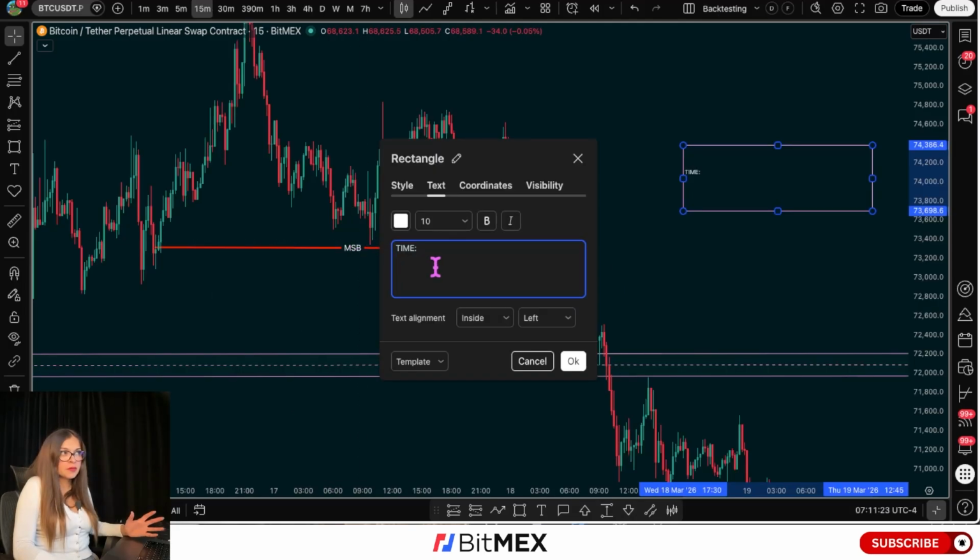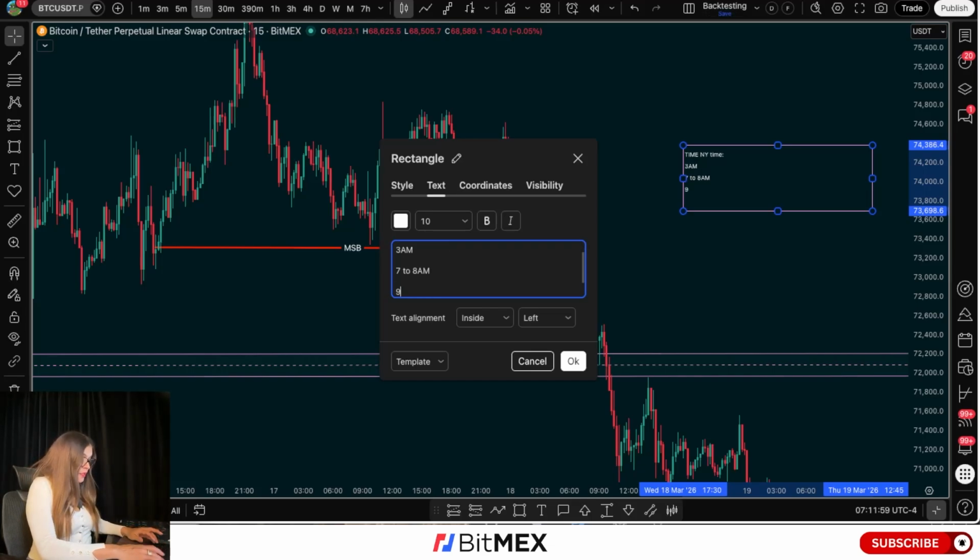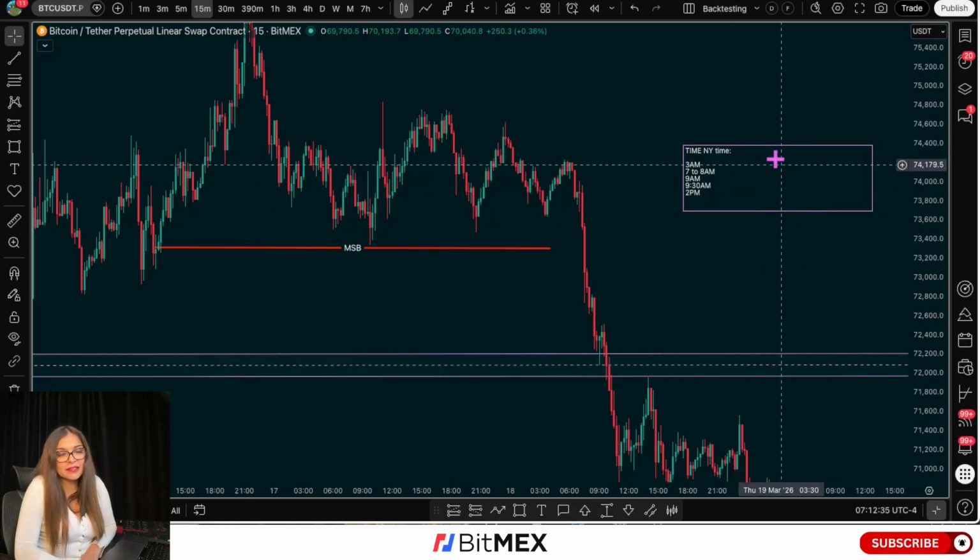Now, timing is important for your fair value gap. So there are certain times that I look for fair value gaps or inverse fair value gaps and for entering a position. And those times are 3 a.m. New York time. All my times, by the way, are in New York time. That is where I did my backtest. So I just keep it at New York time. So 3 a.m., 7 to 8 a.m., 9 a.m., 9:30 a.m., 2 p.m. I've actually backtested all of these time frames.